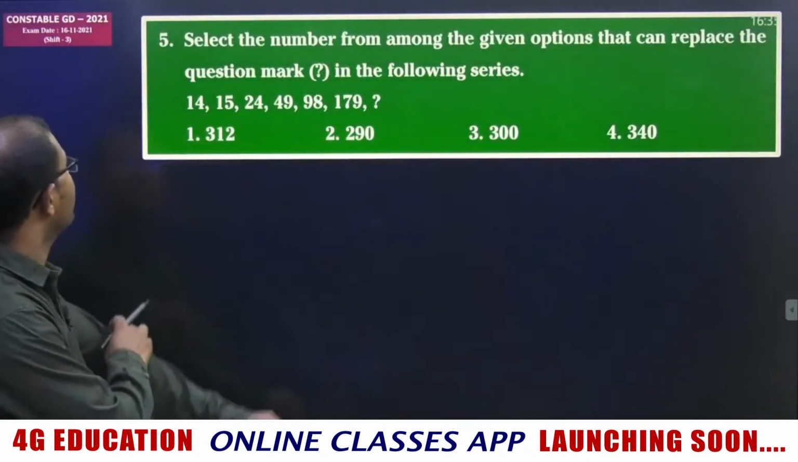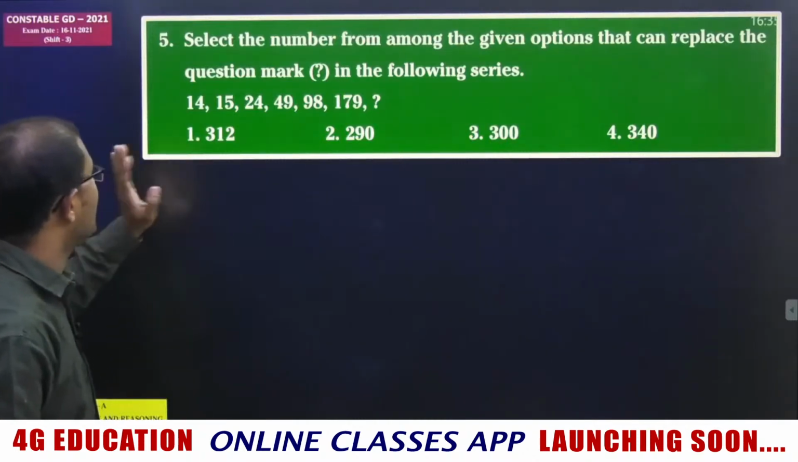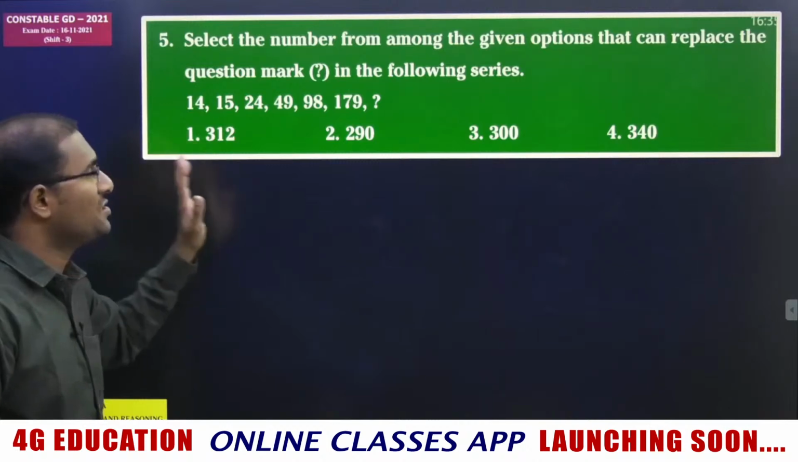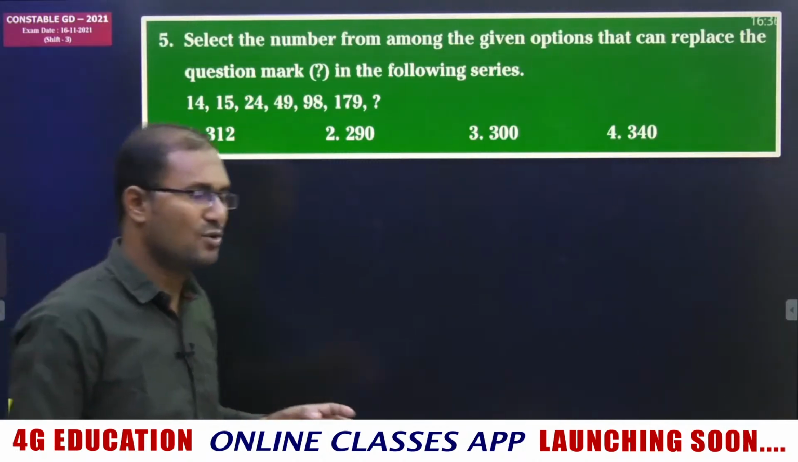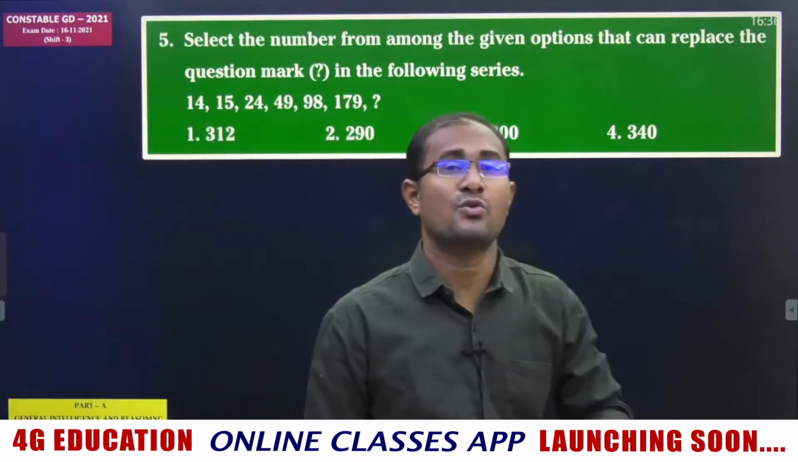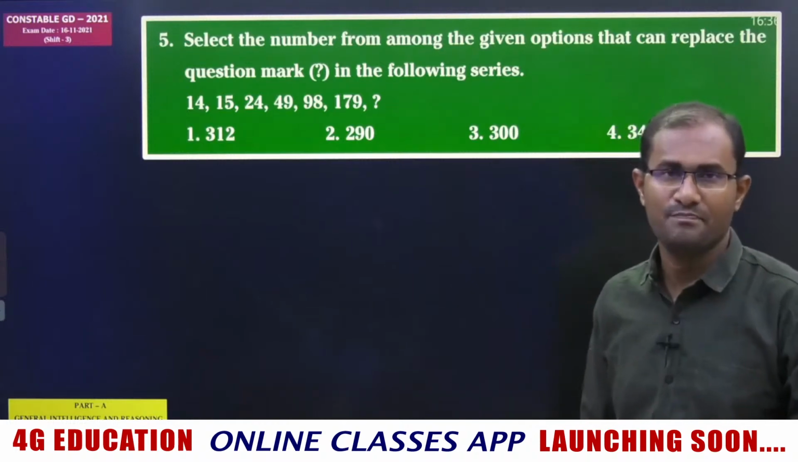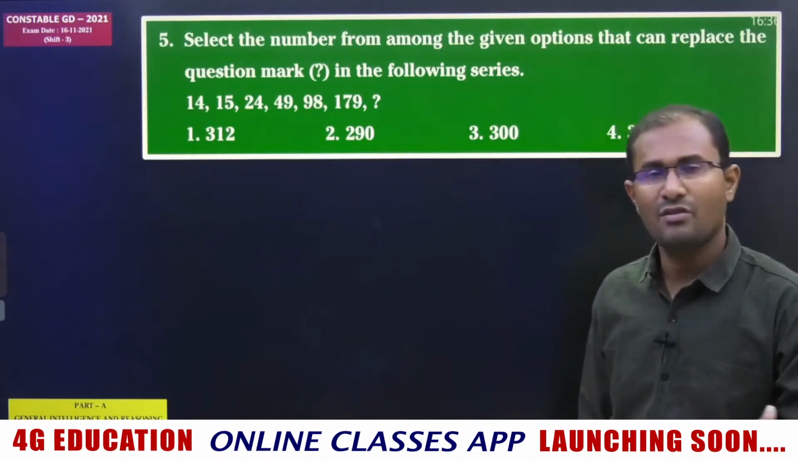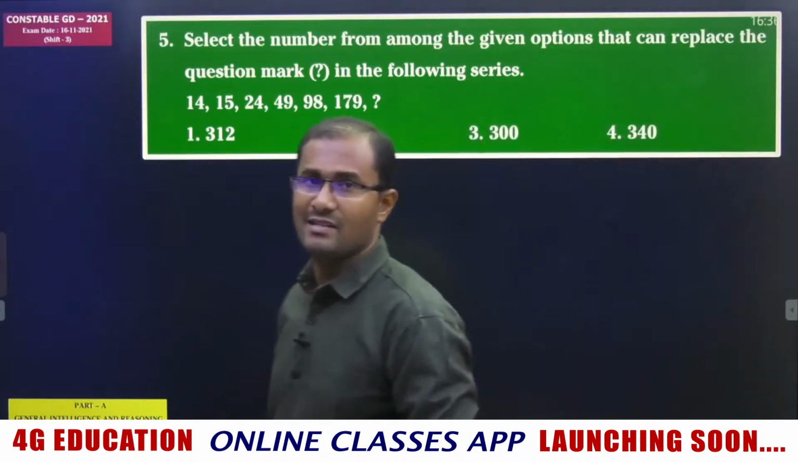Now let us move on to the next question. Fifth question is from number series. If you look at the series, it is increasing very slowly. If the number series is increasing very slowly, then you can apply the difference concept. Difference concept means take the difference between every two successive numbers, then you are going to get one logic. Based on that logic we can answer the question very easily, guys.